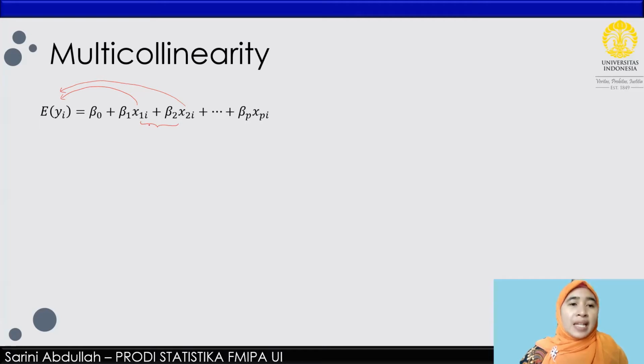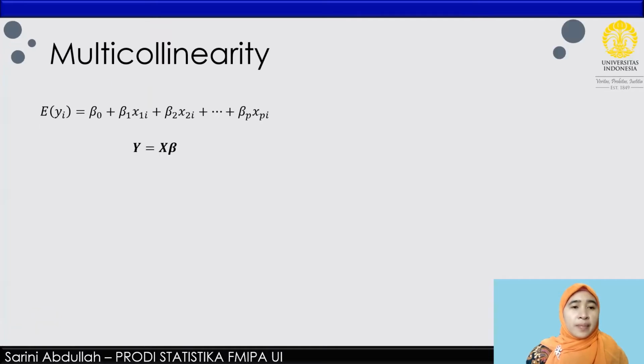In case there is a strong correlation among the predictor variables in the model, then we say that the multicollinearity problem exists. So now we know what multicollinearity is, then what is the consequence of having multicollinearity in our model? Let's see this explanation.